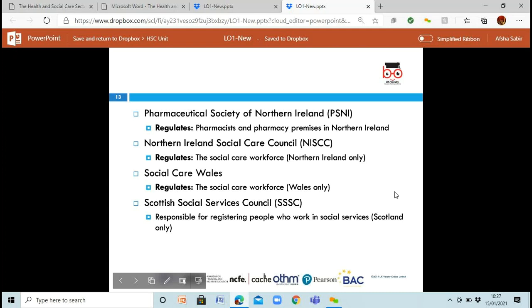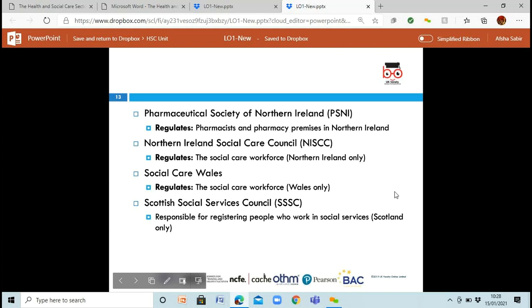Then we've got the Northern Ireland Social Care Council, and they regulate the social care workforce only in that country. Then we've got Social Care Wales, which is self-explanatory, just for social carers in Wales. And then the Scottish Social Care Services Council, and they're responsible for registering people who work in social services.